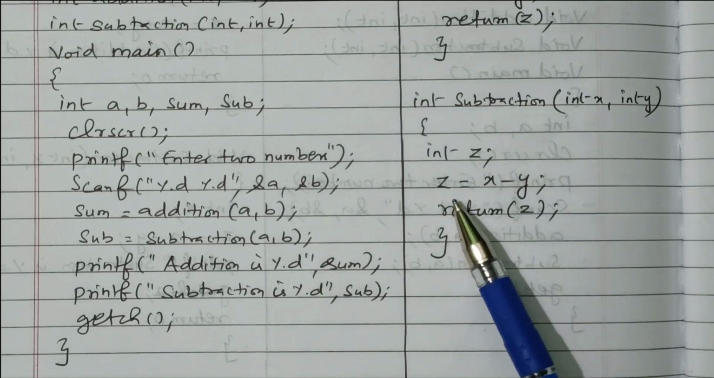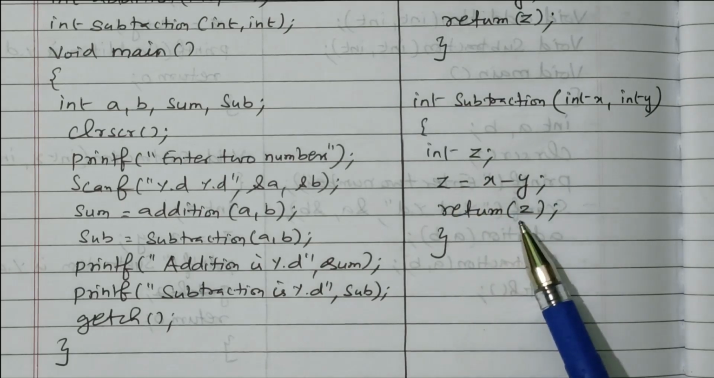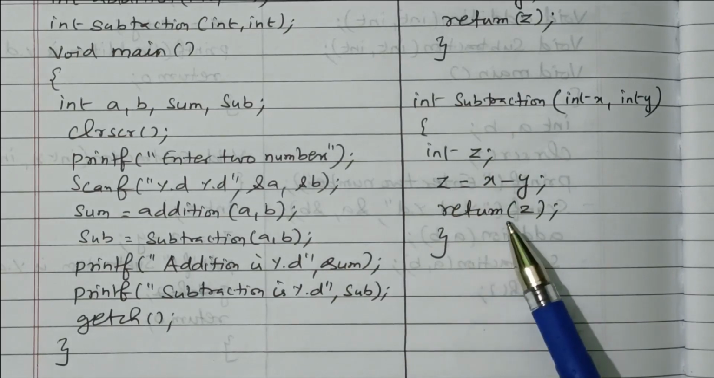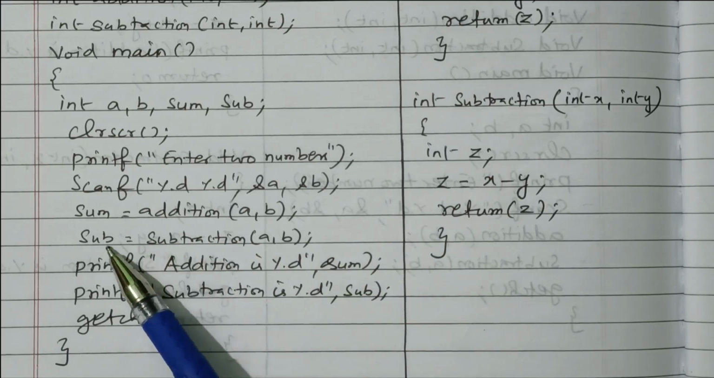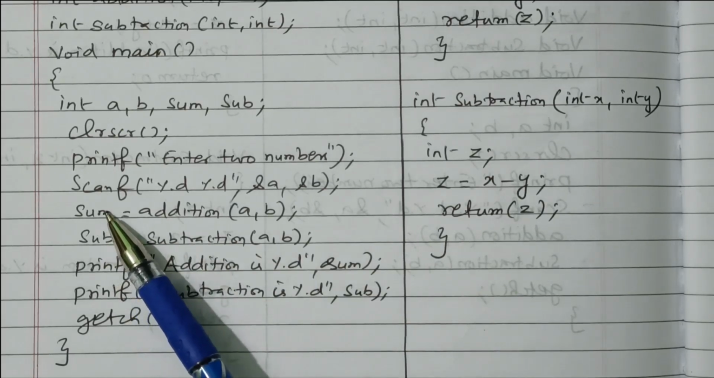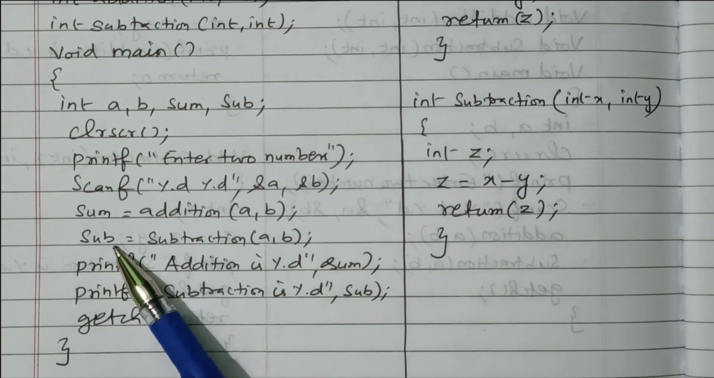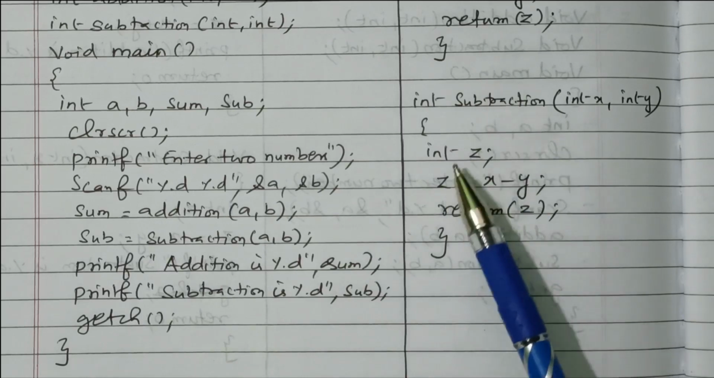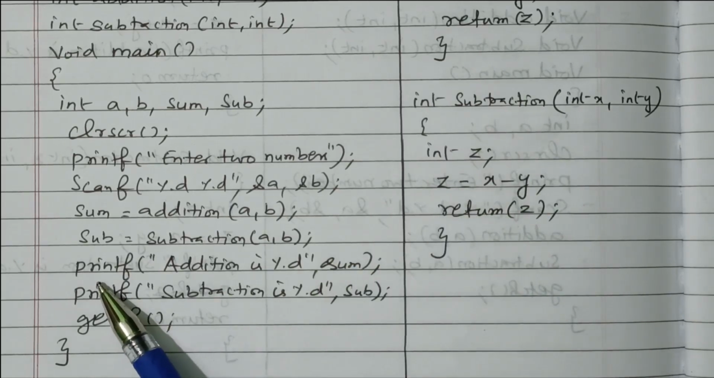Because of subtraction, z equal to x minus y. Then return z. The subtracted value is available in z, and z is returned. So the control will transfer to the call of subtraction. The return value will be stored in sub. Now we have the addition of two numbers available in sum, and the subtraction of two numbers available in sub. So these are two functions. Whenever we need, we can call them. So these two answers are printed.